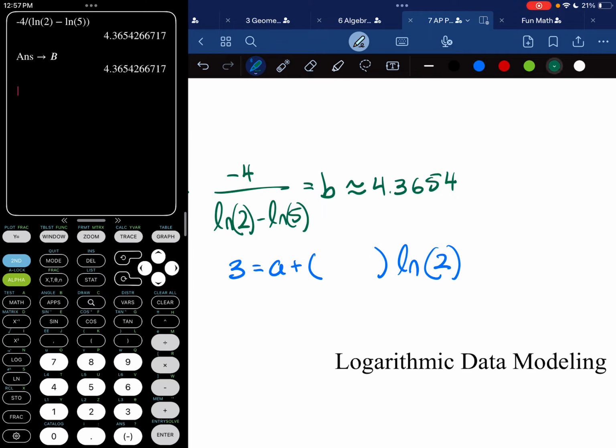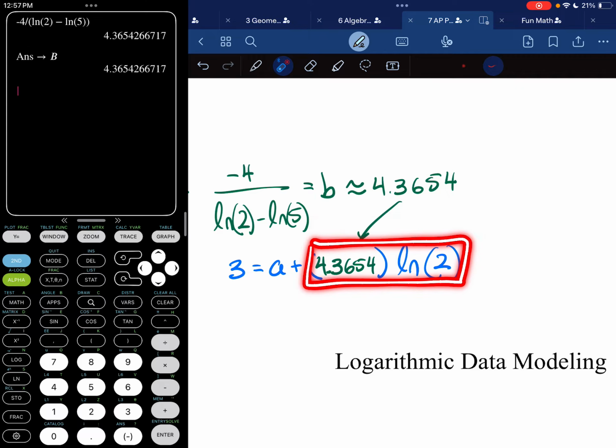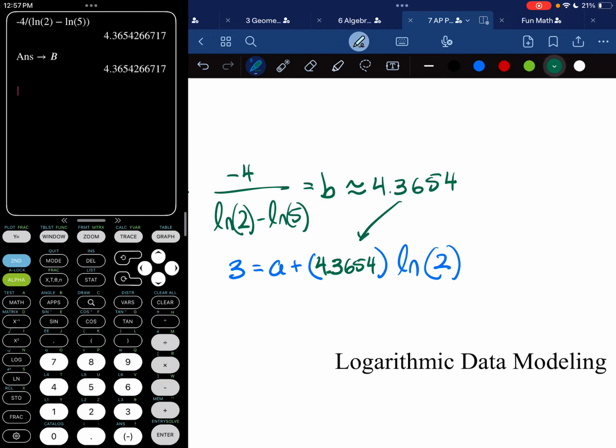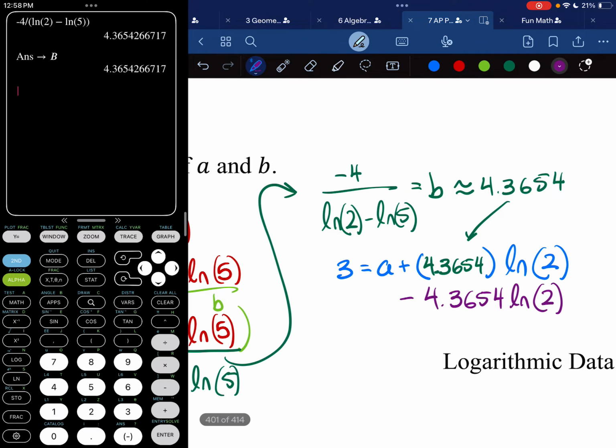And again, the B that I have is, I'll bring this down here and say this is 4.3654. I'm seeing that all this stuff is just a number that's being added to A. So what I really need to do is subtract that number. So I need to say, okay, just go ahead and do minus 4.3654 natural log of 2 on that side, which means the left side.